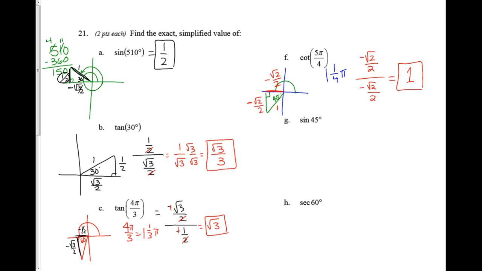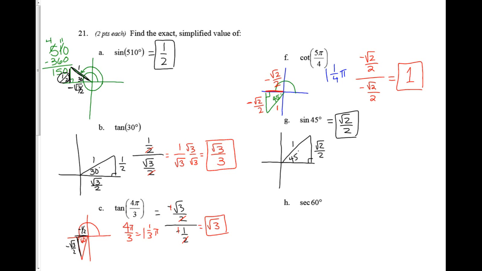All right, part G asks for the sine of 45 degrees. So this is a nice one right in the first quadrant. 45 degrees is its own reference angle. So the sides are the square root of 2 over 2, and the hypotenuse is 1 because we're in a unit circle. So the sine of 45 degrees is the square root of 2 over 2.